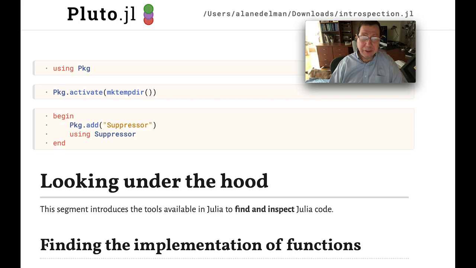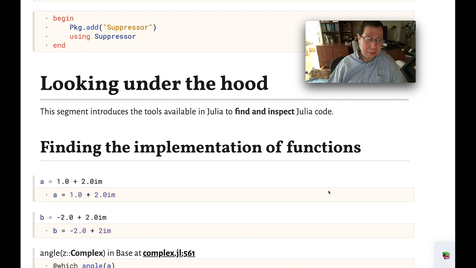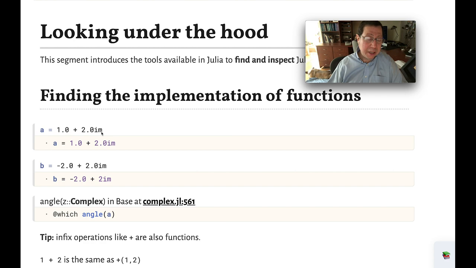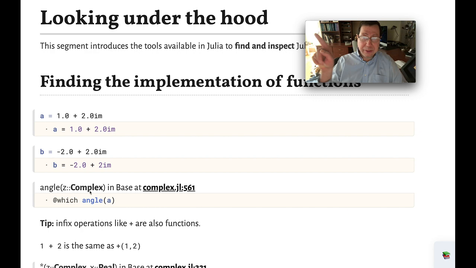So let me start by giving some examples of looking under the hood. Here, A and B are two complex numbers. We could write them as 1 plus 2im, or we could just write them as complex of 1, 2. And there's the concept of an angle of a complex number. How are we going to derive the angle? You know how it is. You draw it in the complex plane, and you look at the angle with respect to the x-axis.